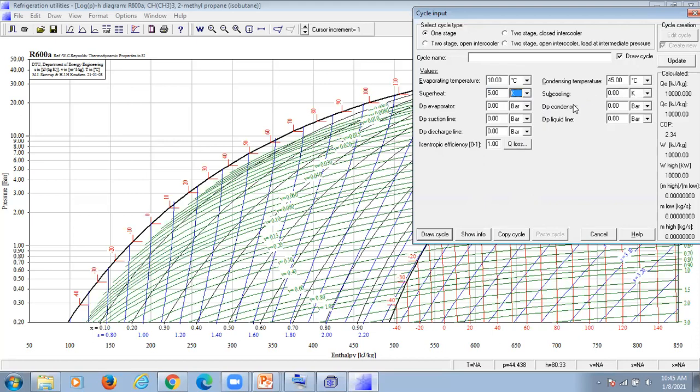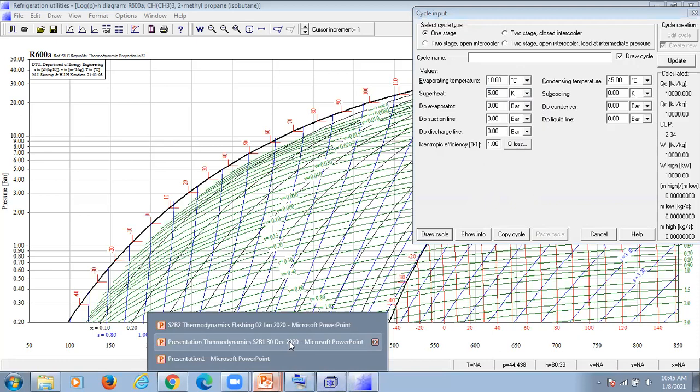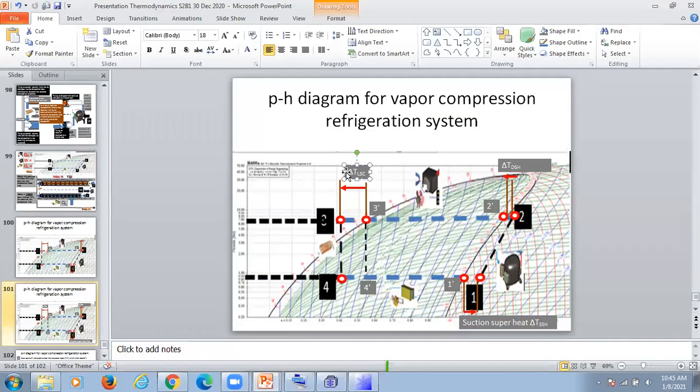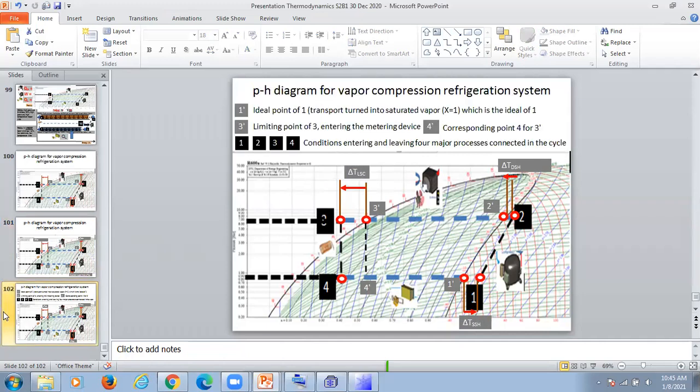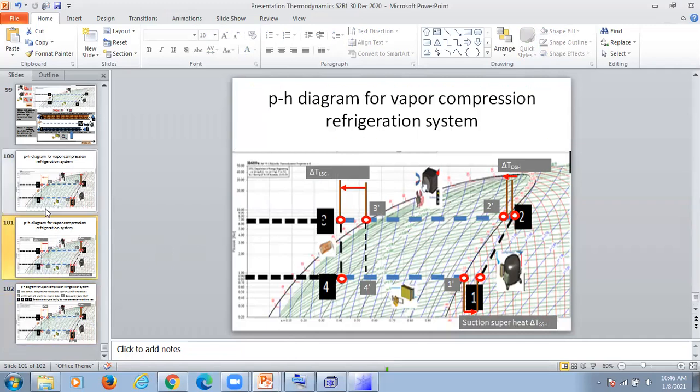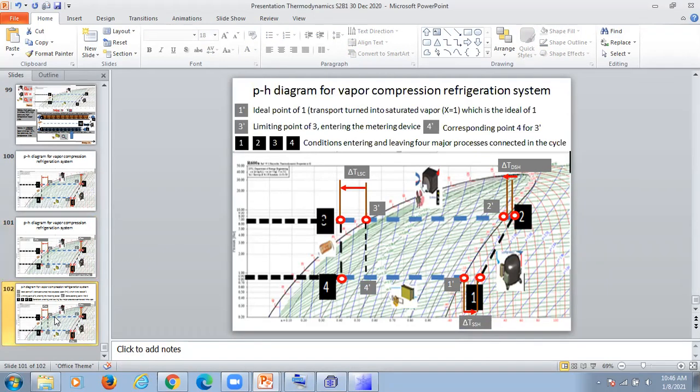Again, subcooling. What is this subcooling? So I will go to this. Delta T LS means you have to make sure at least this 3 dash is the limiting point. So I will use this one maybe. The final slide is this.